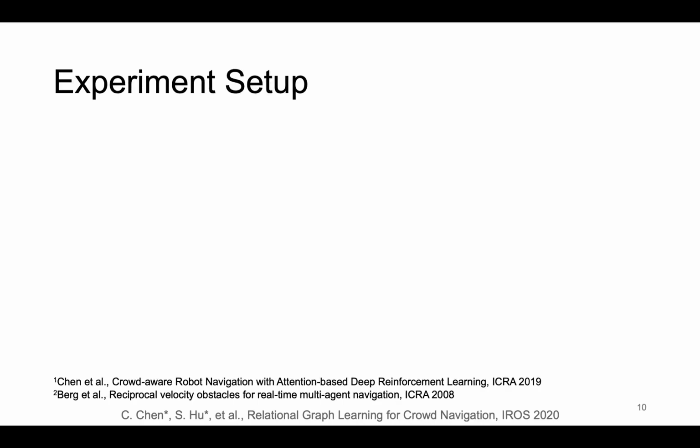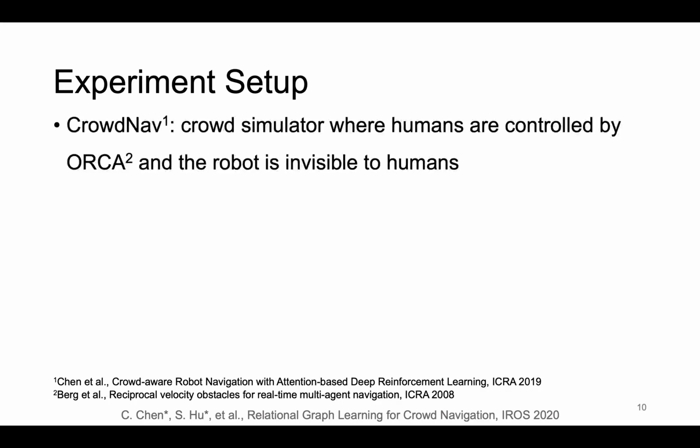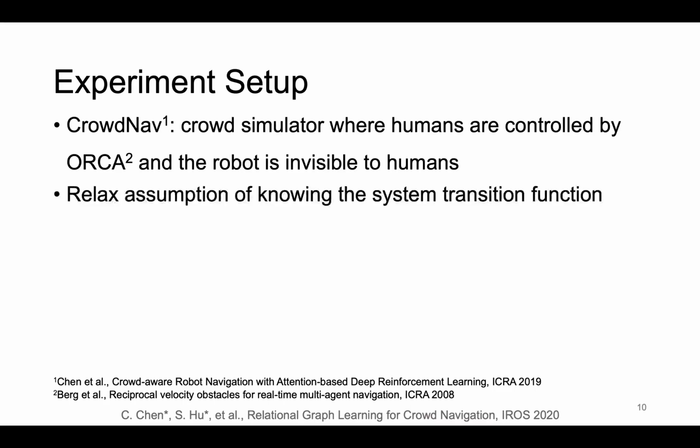Here we introduce the experiment setup. In this project, we adopt the CrowdNav simulator, where humans are controlled by ORCA, and the robot is invisible to humans, which serves as a clean test bed, requiring the robot to navigate through the crowd without affecting their behaviors. One big difference in our simulator setting is that we remove the assumption of knowing the humans' next states by approximating it with a linear function for baselines.